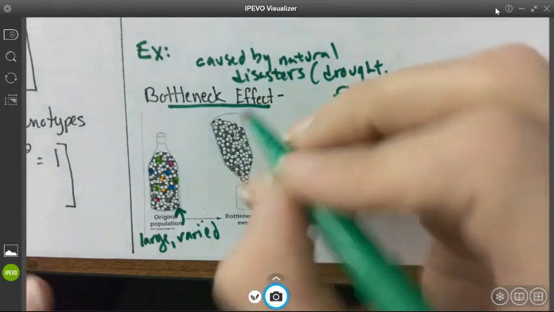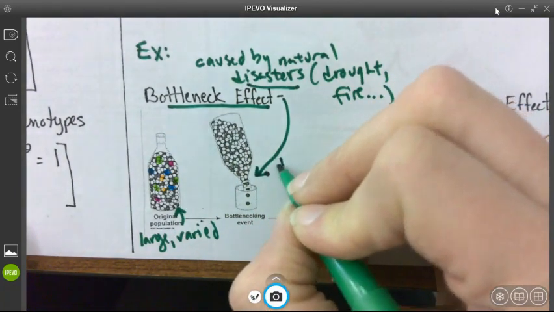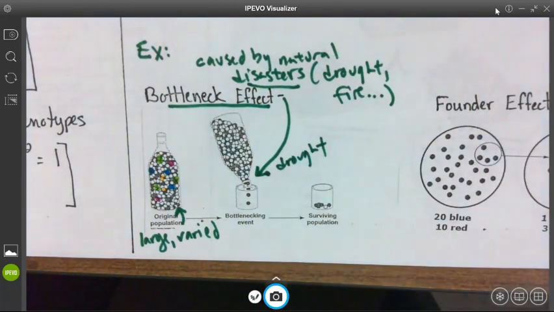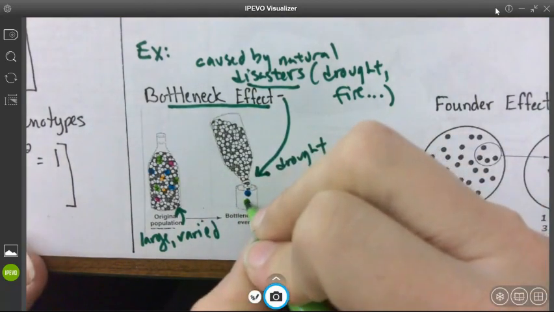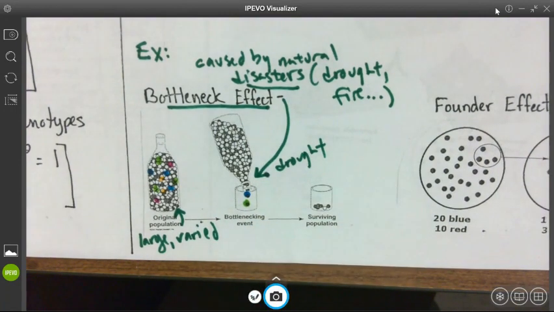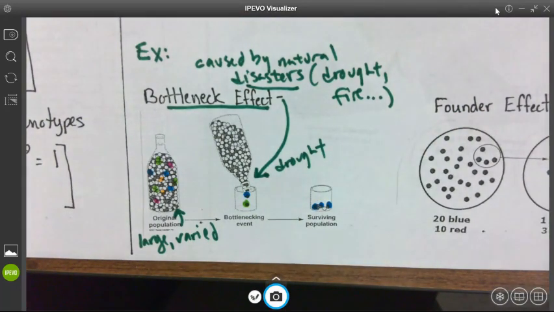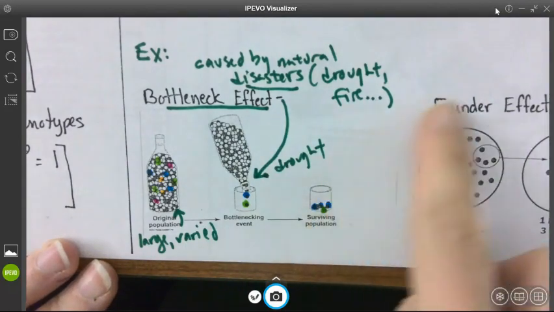And that bottlenecking event is really what we're talking about in terms of the natural disaster. So let's say there's a drought. Okay. And not very many organisms survive. The organisms that do survive, however, aren't as varied as the original population often. So let's say a blue and a green bean survive, or bugs survive. Okay, so after the bottlenecking event, you have a surviving population, but in this case, it's only made up of blue and green beads.